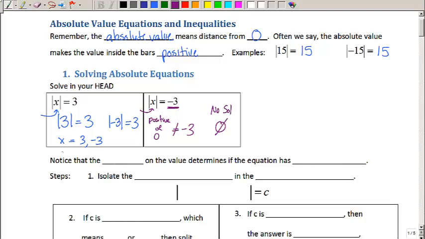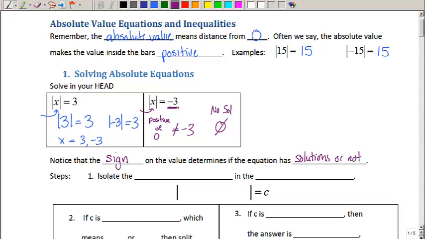Notice on those last two examples that the sign on the value determines if the equation has solutions or not. The absolute value of x equals 3 had two solutions because the 3 was positive. The absolute value of x is equal to negative 3 didn't have any solutions because the sign on negative 3 was negative. So we have two very different cases here. Let's take a look at the steps for solving absolute value equations that are a little bit more difficult than the ones we just looked at.